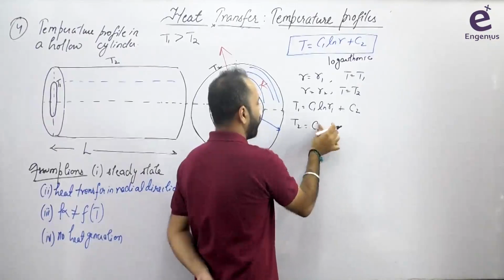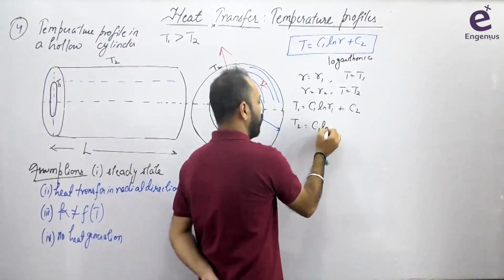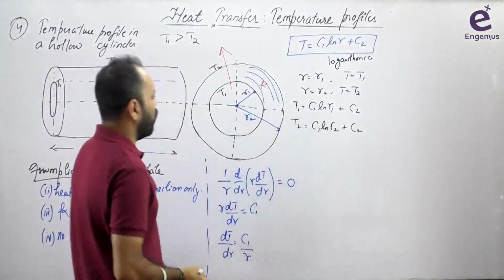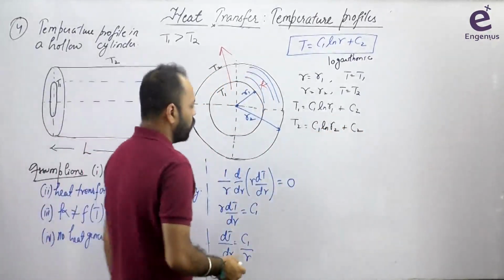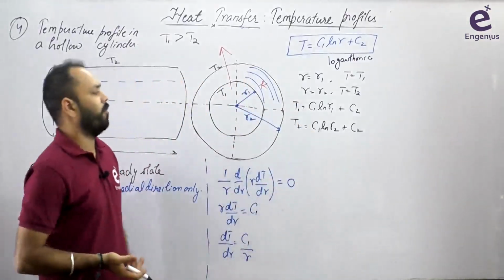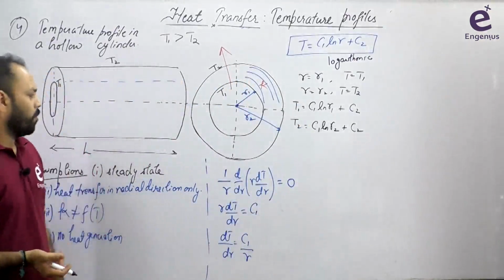to C1 log of R2 plus C2. This is the equation. R is equal to R2, T is equal to T2. You can have various kind of algebraic methods to solve this and find the values of C1 and C2. Okay, तो एक बार कर लेते हैं.